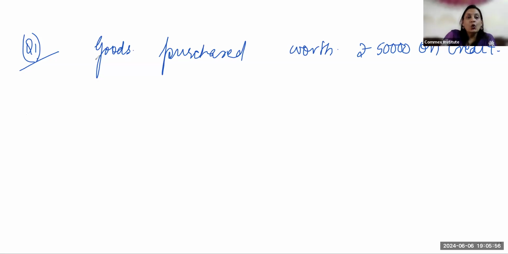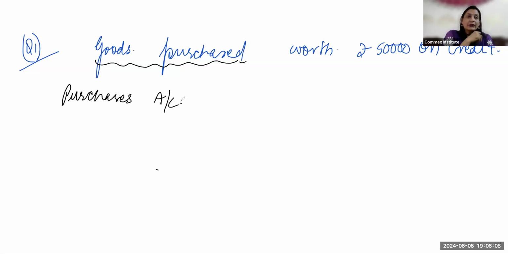Okay. Goods purchased. If you remember in the accounting equation, purchases. The account will be purchases account. Because purchases is whenever we purchase goods. And what are goods? Goods are the main item in which we are trading. Everything is not goods. If I'm into the apparel business, then goods would be whenever I purchase ready-made dresses to sell. That is my goods.